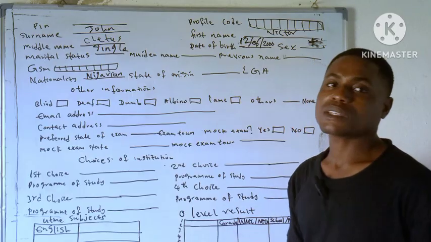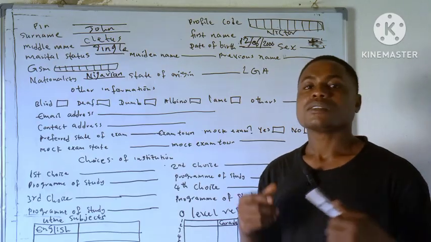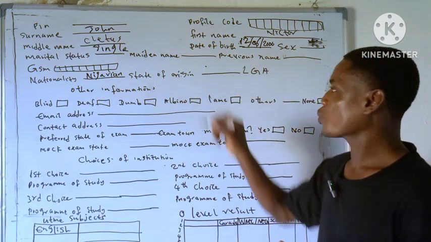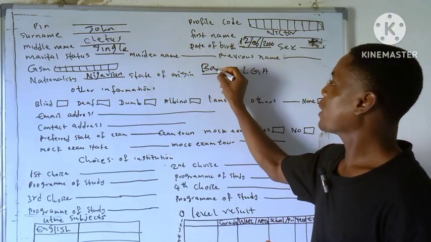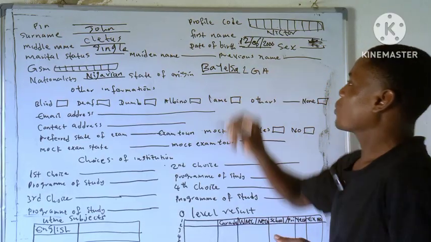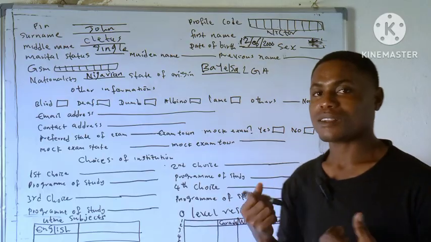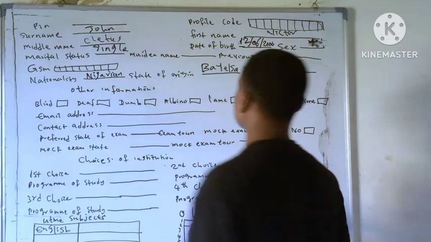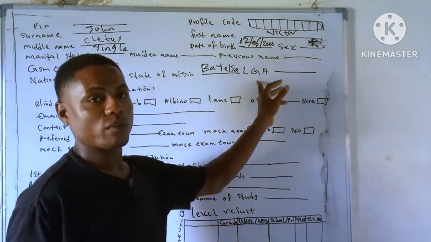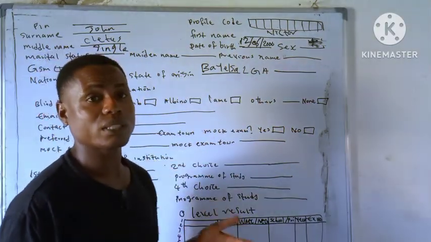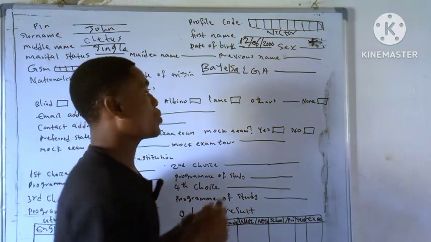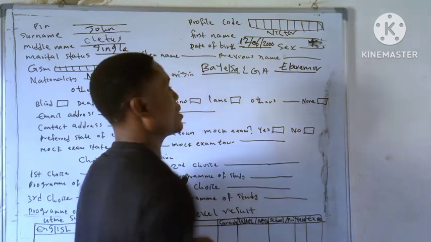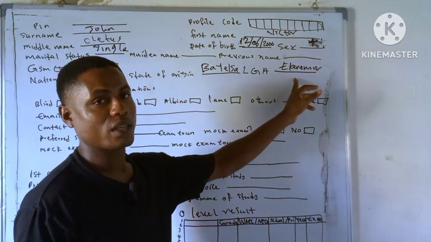Is it Imo State, Bayelsa State? You know the state one. So let me say I'm from Bayelsa, so I will put Bayelsa, Bayelsa State. Okay. So the LGA, this is where you write your LGA. The LGA signifies your local government area. Under your state, you know your local government, right? So my local government is Ekeremor, Ekeremor. So this is the name of my local government. Okay, you know your own.